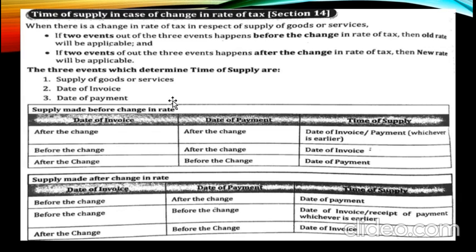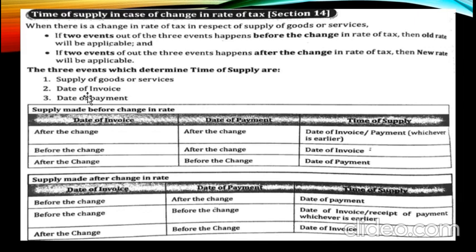So the three events which determine time of supply are supply of goods or services, date of invoice, date of payment. So these are the three events which you need to look into to decide the time of supply. So when any two of these three occur before the change in the rate of tax, then that rate will be applicable. So the old rate will be applicable.